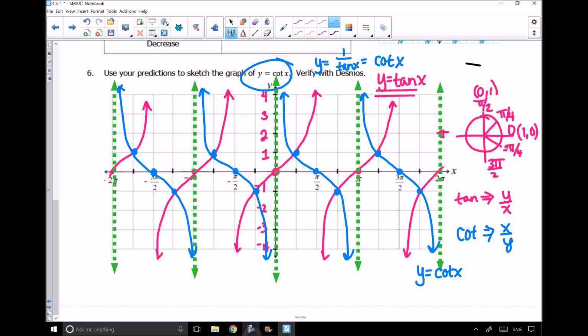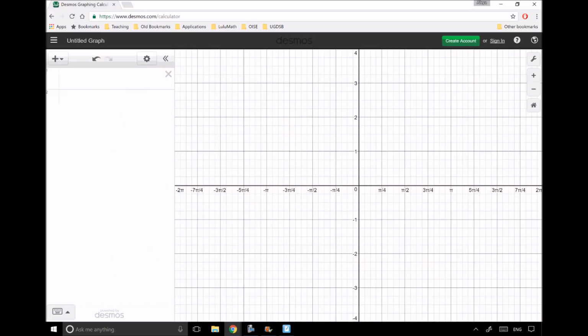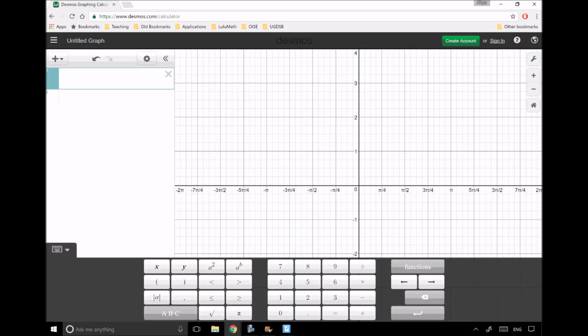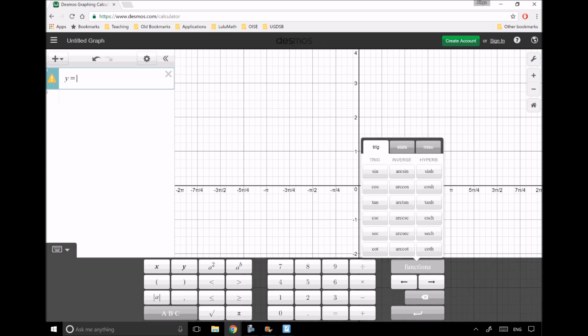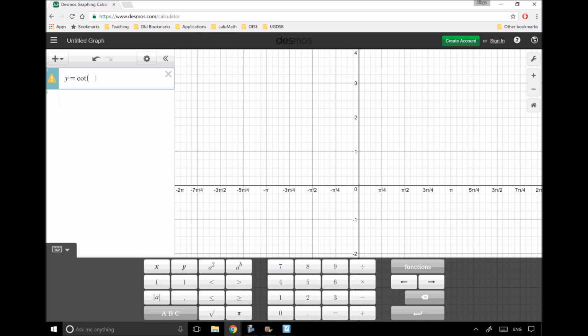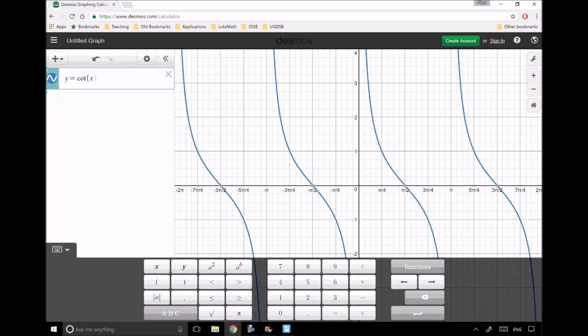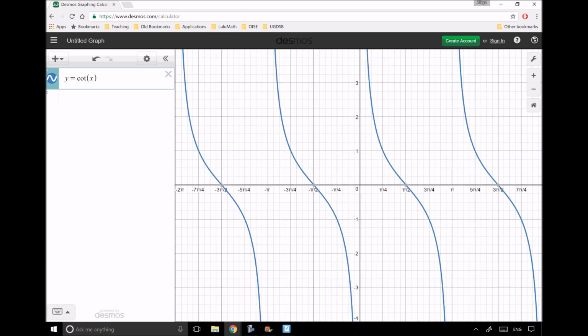So let's go ahead and graph out y equals cotangent of x. So we'll say y equals, and then we'll go to our functions, and we will look for cotangent of x and graph it out, and there we go. We've got it looking exactly like what we have in our graph right here.